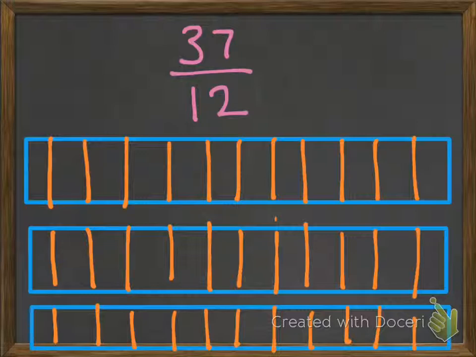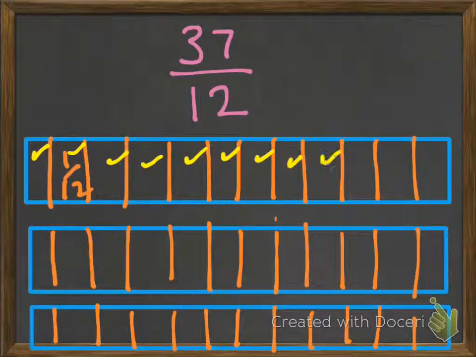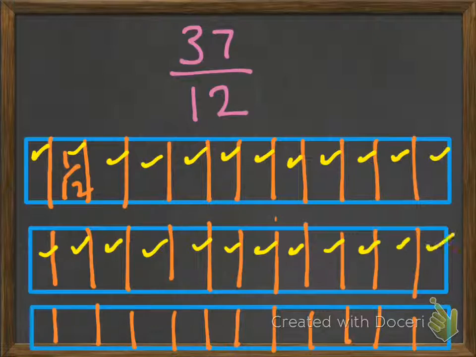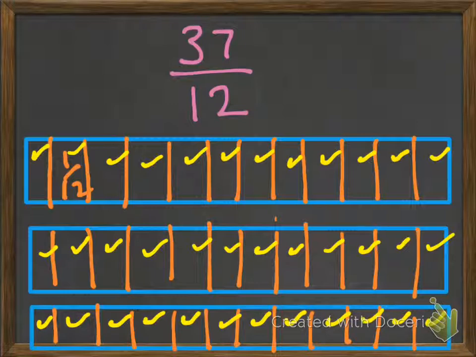So each of these is 1/12. So we can go ahead and go through them and count it up, find out how many 12ths we need to show 37. So we'd have 1, 2, 3, and so on up to 36, and we're going to need one more.